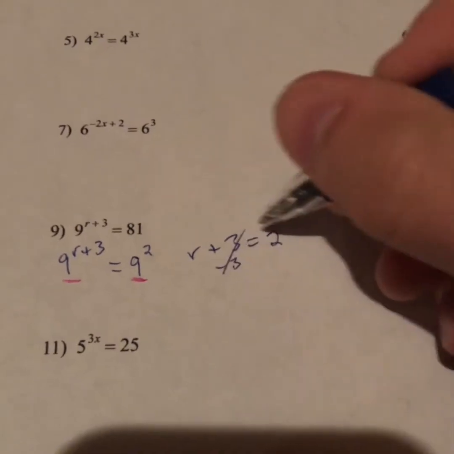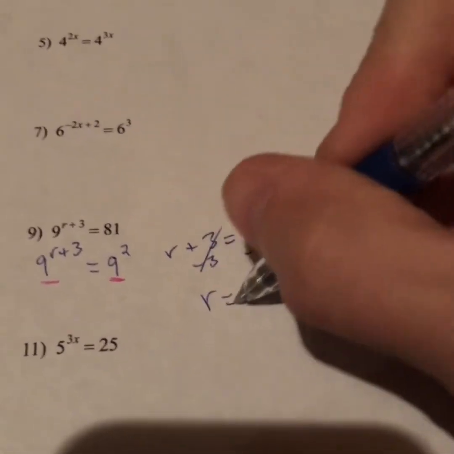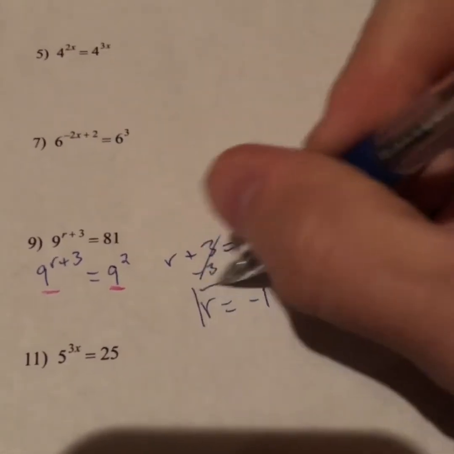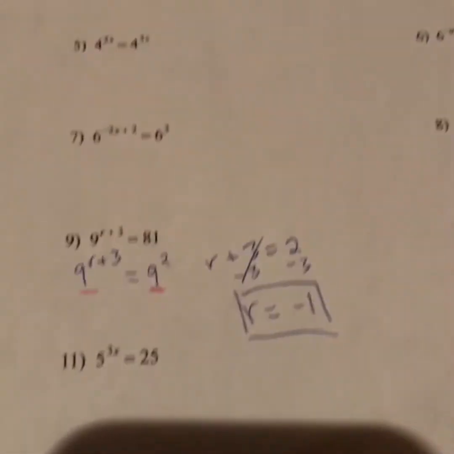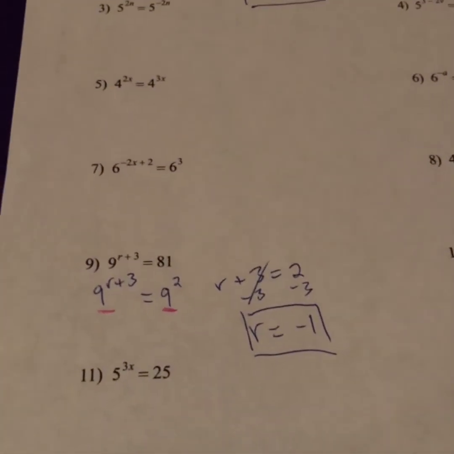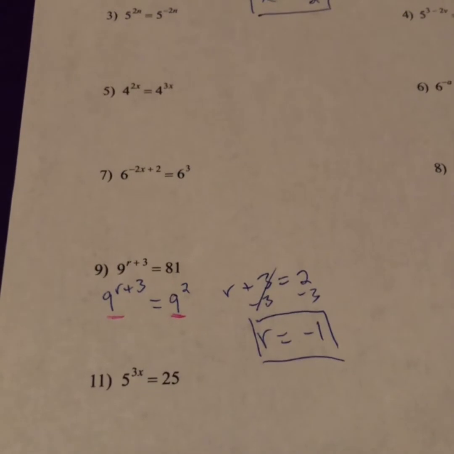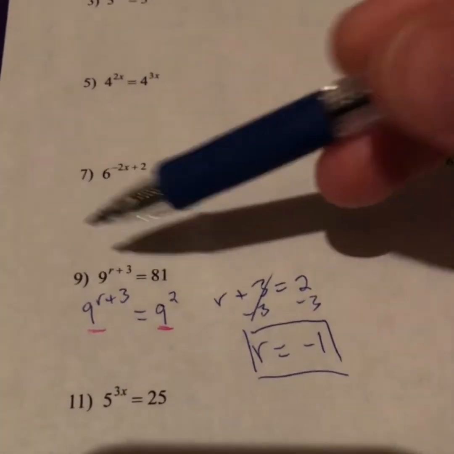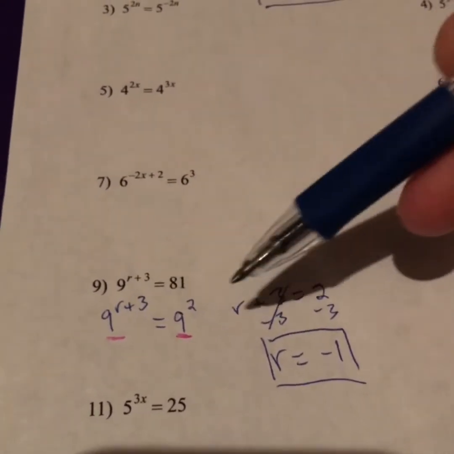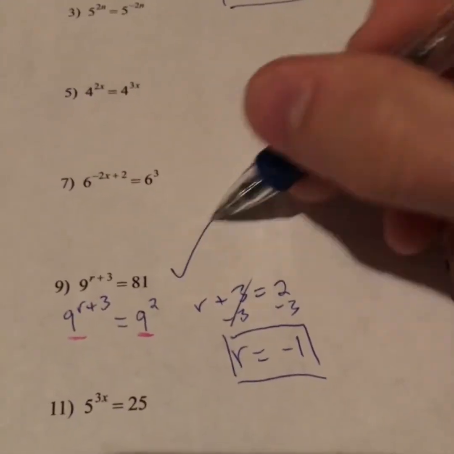Subtract 3. r equals negative 1. You plug that back in, and you get 9 to the negative 1 plus 3, which is 2. So 9 to the second equals 81. 81 equals 81. Check, check.